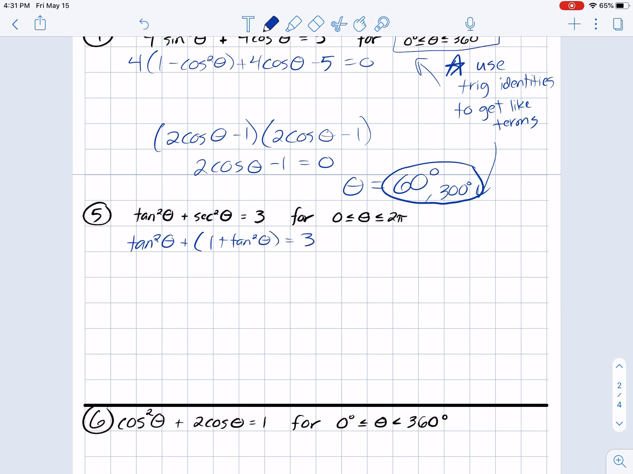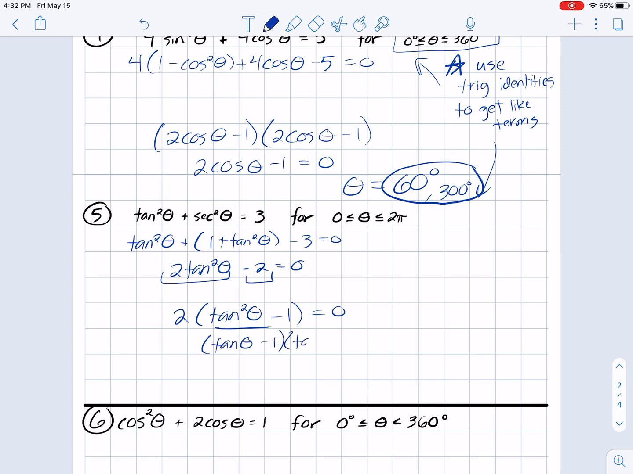Okay, this was going to be our problem where you could take out a GCF, because after combining like terms and moving the 3 to the other side, minus 3 equals 0, you were left with 2 tangent squared theta minus 2 equals 0. GCF, both of these terms have a 2. So you could have taken out the 2, you're left with tangent squared theta minus 1. This is a difference of 2 squares, so tangent of theta minus 1 times tangent of theta plus 1.